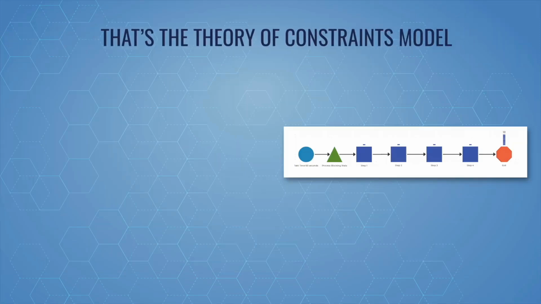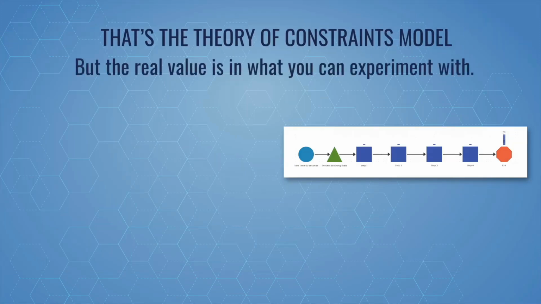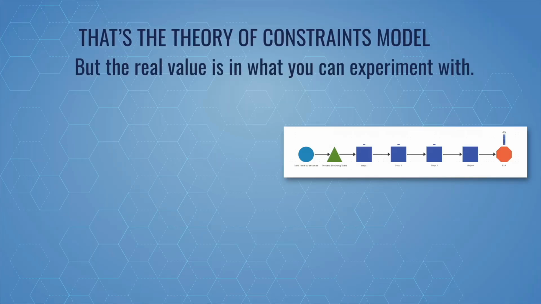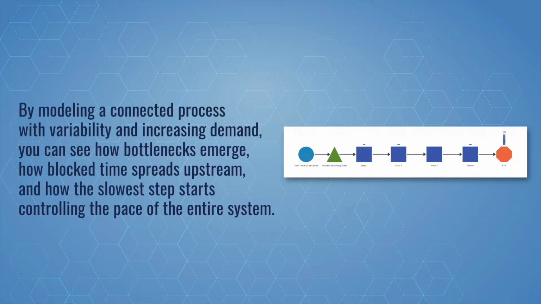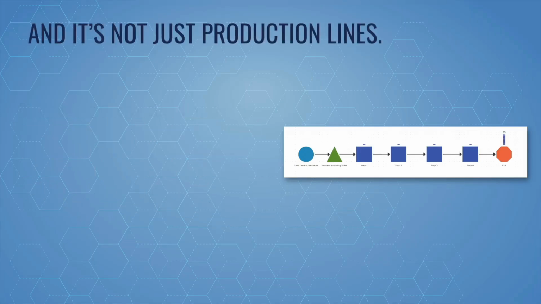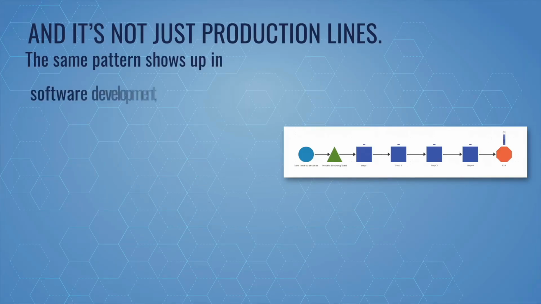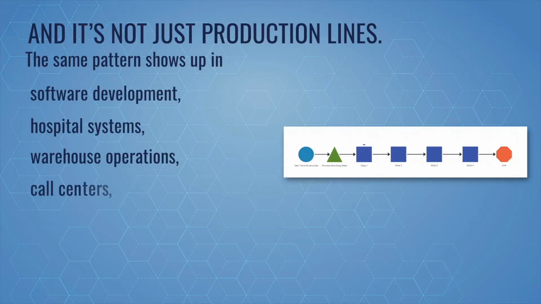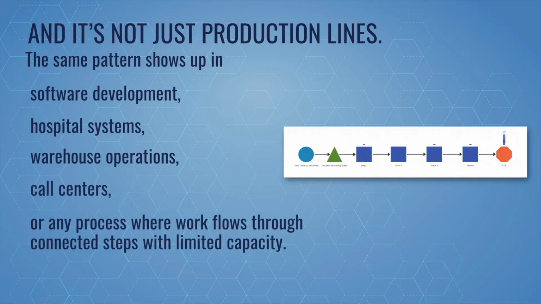So in a nutshell, that's the theory of constraints model. But the real value is in what you can experiment with. By modeling a connected process with variability and increasing demand, you can see how bottlenecks emerge, how blocked time spreads upstream, and how the slowest step starts controlling the pace of the entire system. And it's not just production lines. The same pattern shows up in software development, hospital systems, warehouse operations, call centers, or any process where work flows through connected steps with limited capacity.